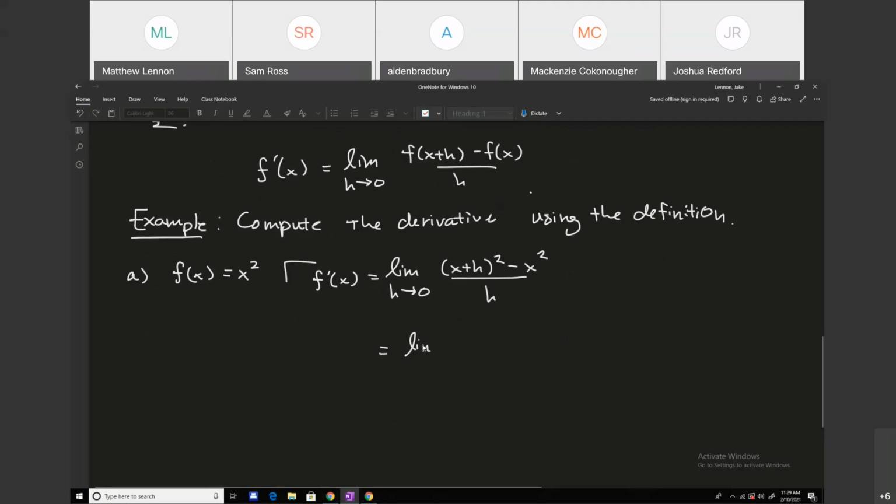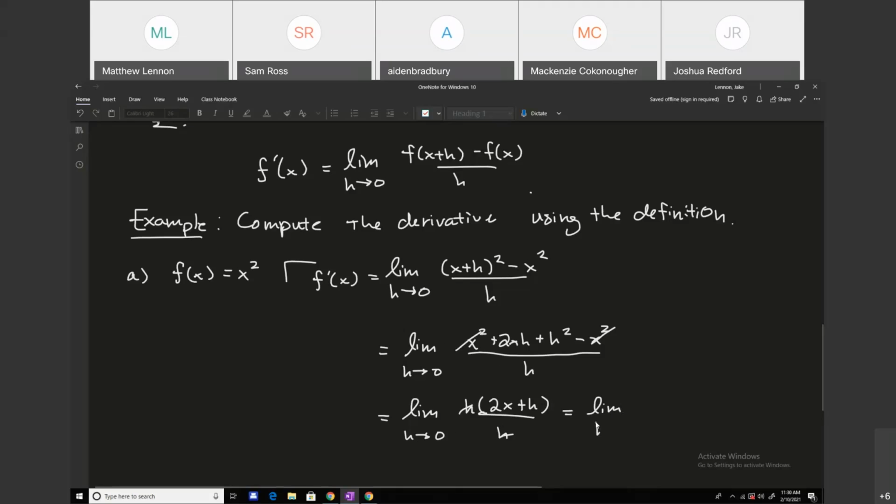So this is going to be the limit as h approaches 0. When you FOIL that out, you get x squared plus 2xh plus h squared minus x squared over h. And both of those x squareds are going to cancel out. And so we can factor from the remaining terms. We can take an h out of the top, and you'll have a 2x plus an h. And then you can finally cancel your h's. That'll leave you with the limit as h approaches 0 of 2x plus h.